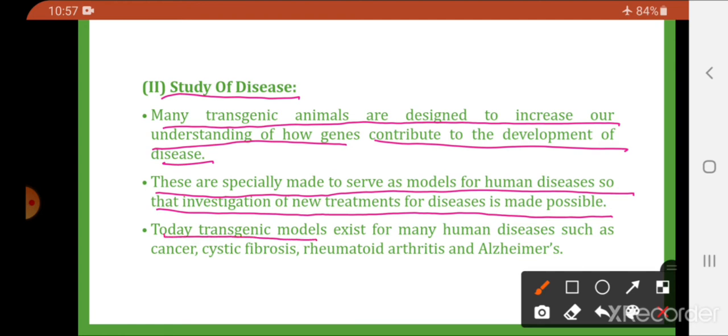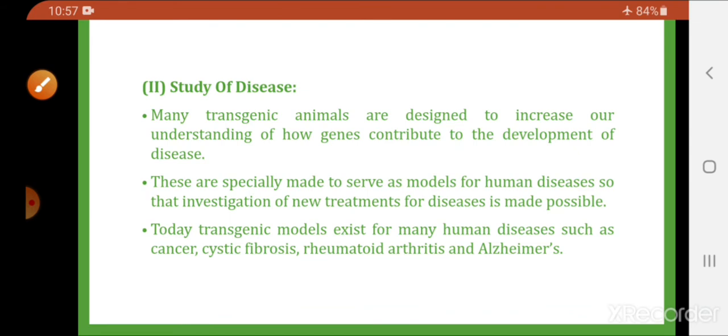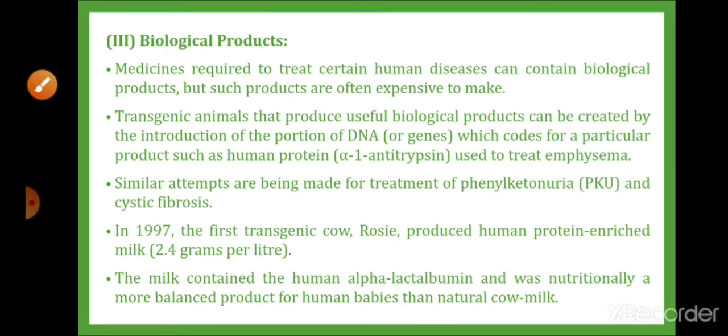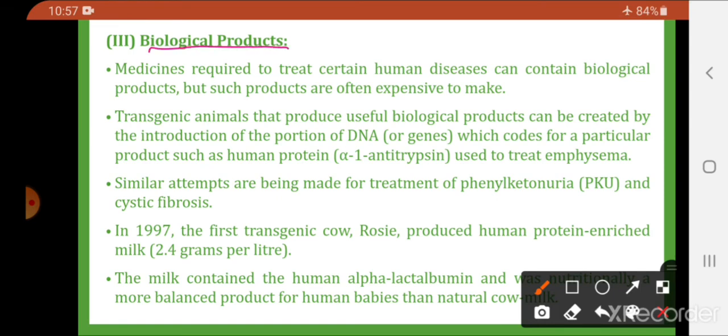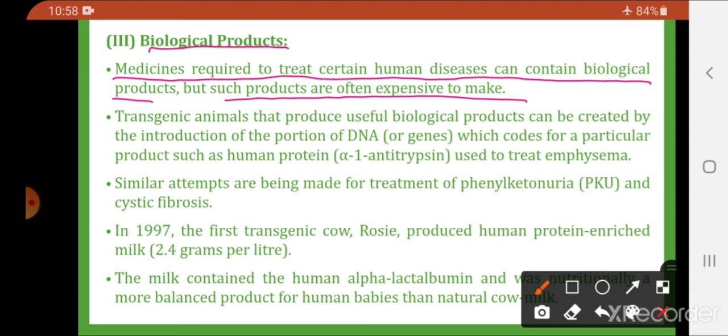Today, transgenic models exist for many human diseases such as cancer, cystic fibrosis, rheumatoid arthritis and Alzheimer's. ये सब disease के लिए transgenic models are available. The next one is the biological products. Medicines required to treat certain human diseases can contain biological products, but such products are often expensive to make.